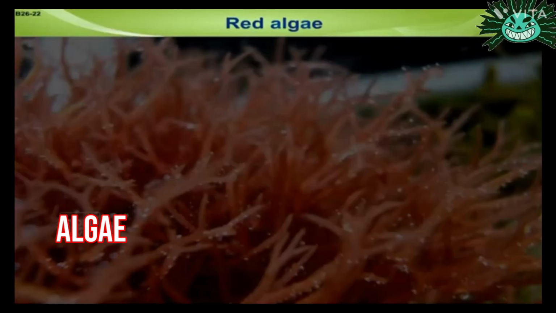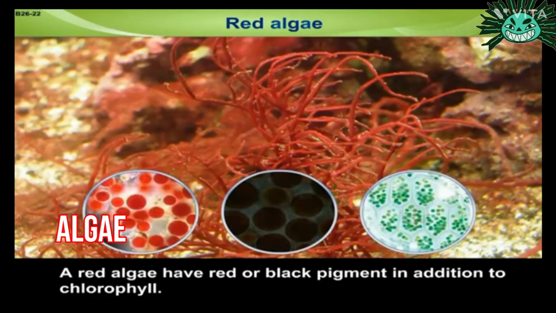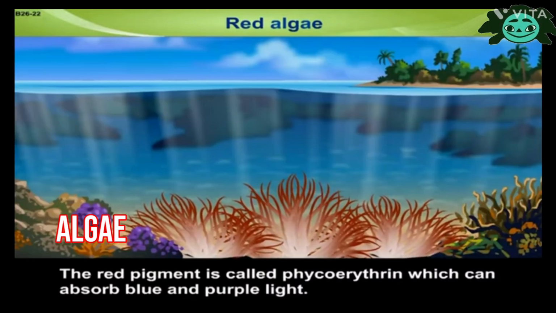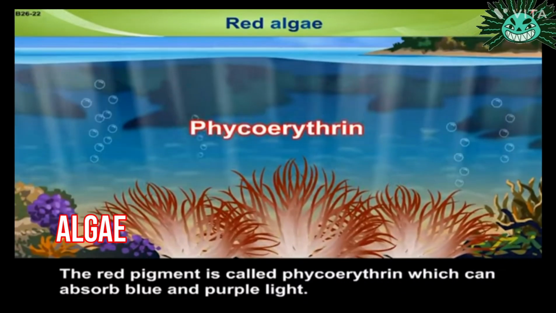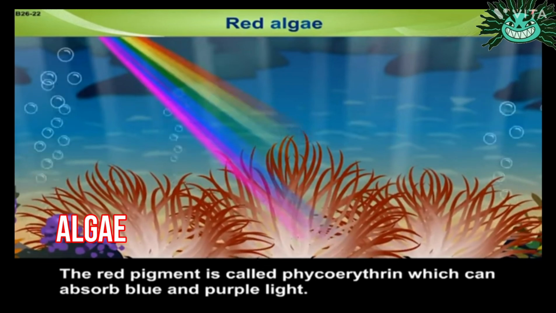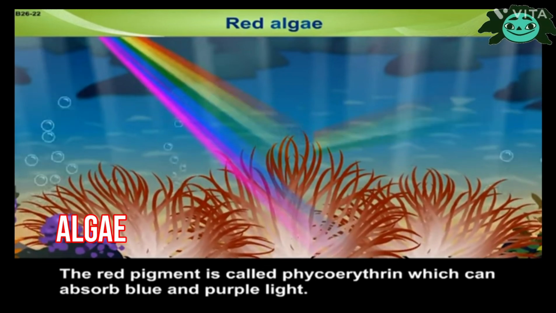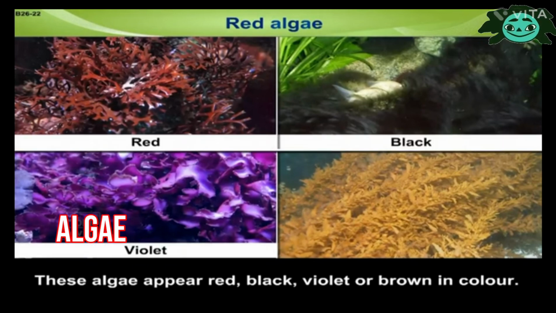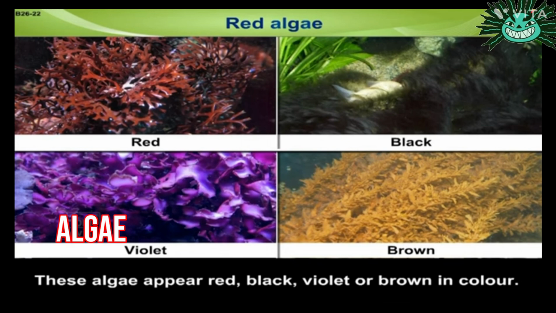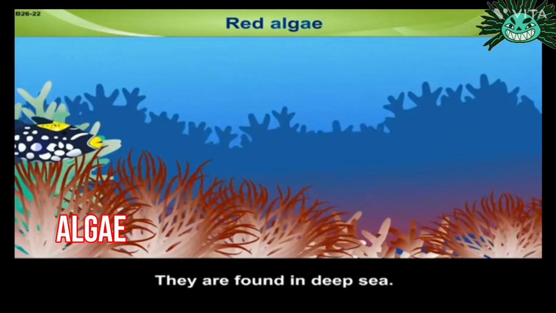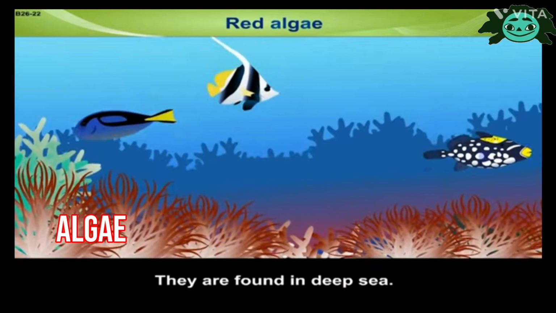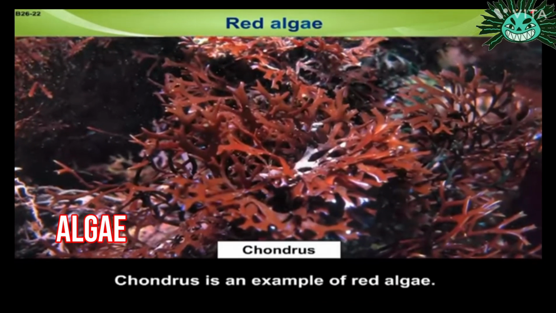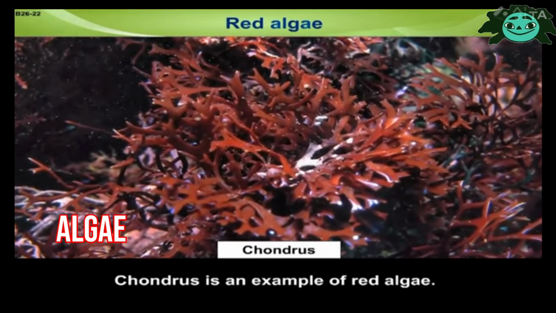Red algae. Red algae have red or black pigment in addition to chlorophyll. The red pigment is called phycoerythrin, which can absorb blue and purple light. These algae appear red, black, violet, or brown in color. They are found in deep sea. Chondrus is an example of red algae.